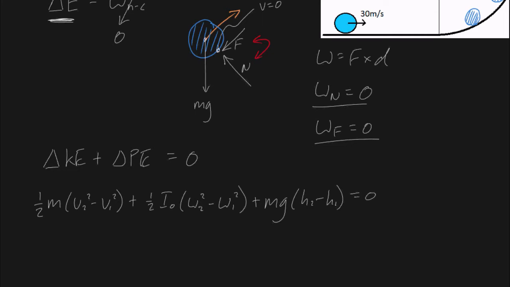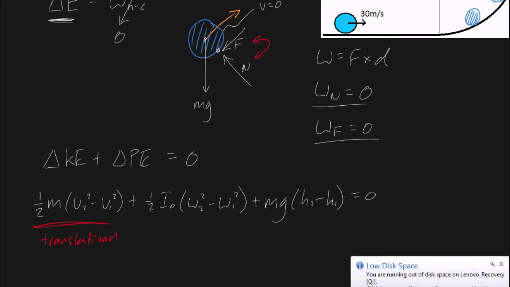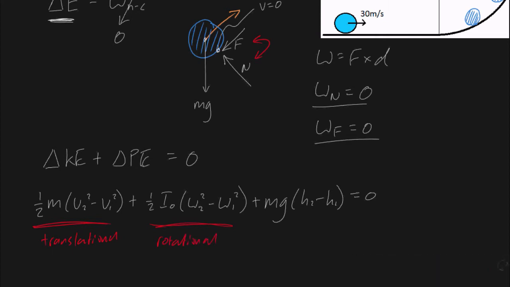So to make that a little bit clearer, let me just draw this. This will be our translational movement, and this will be your rotational kinetic energy. Your translational movement refers to the velocity of your center of mass, whereas your rotational movement refers to the angular velocities of your disk.